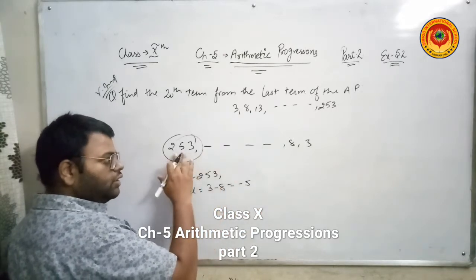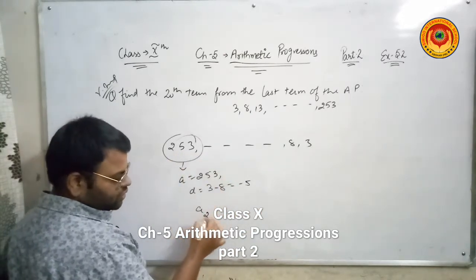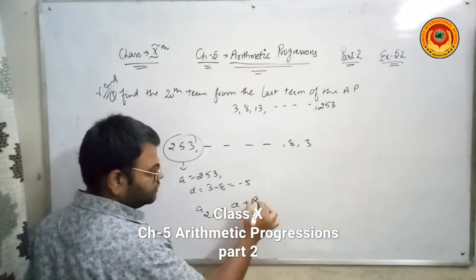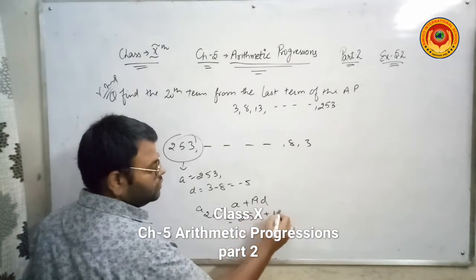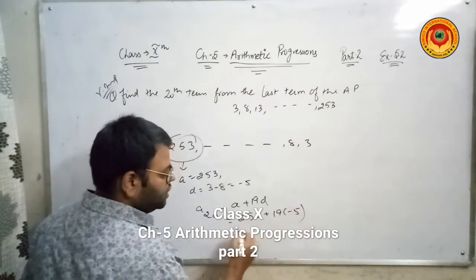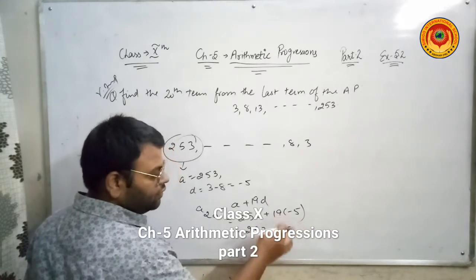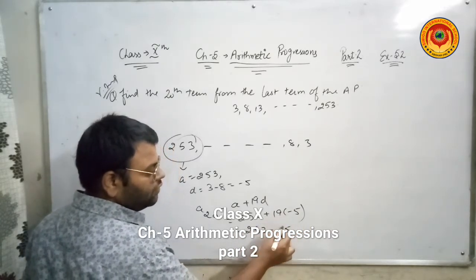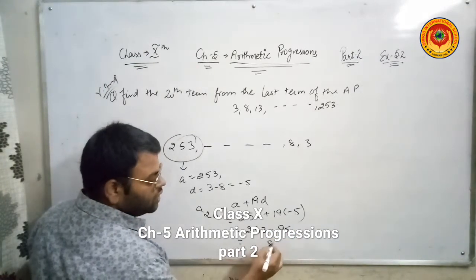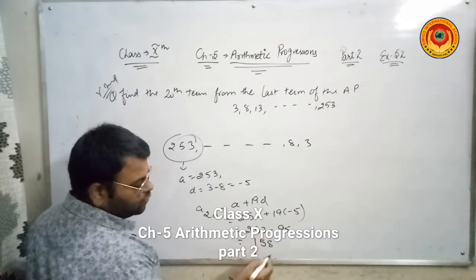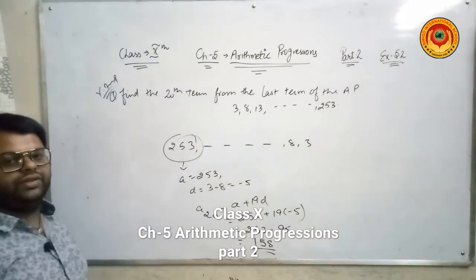Means if you see this sequence, then it is the 20th term from the starting. So what's the 20th term? A plus 19D. Yes. Just do the calculations. 5 9s are 45, 4 is carry. 5 1s are 5, 5 and 4 is 9, 5. So what's the answer? 13 is your 5 and this is your 1. So 158 is your required answer. So the 20th term from the end is 158.